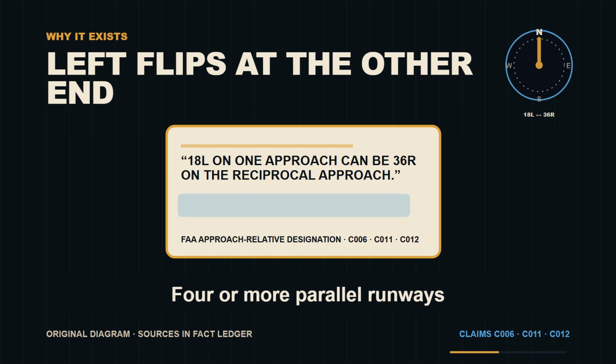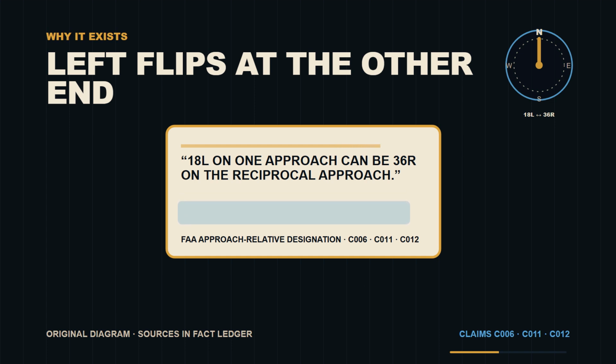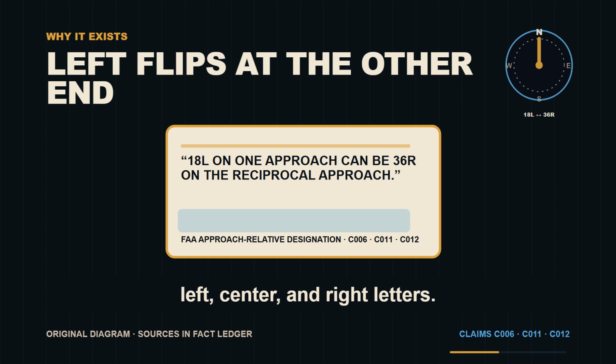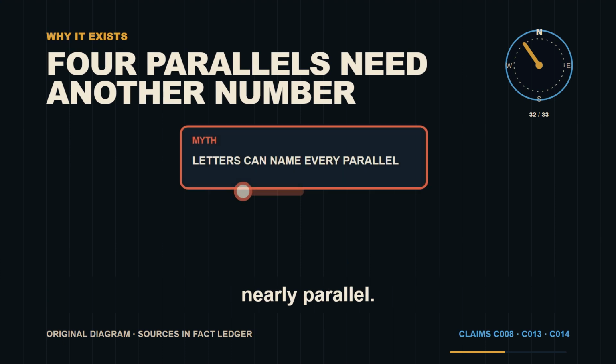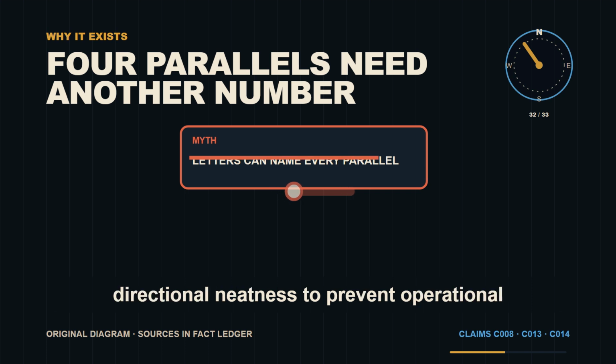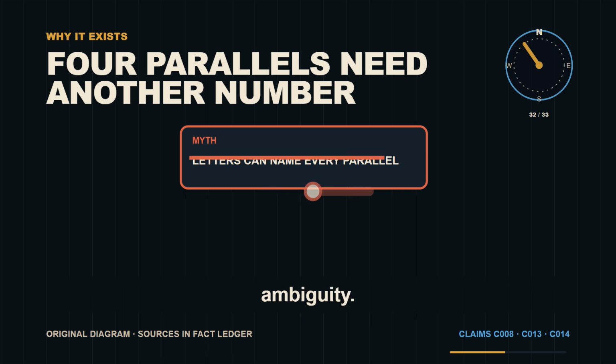4 or more parallel runways create another collision. There are not enough unique left, center, and right letters. FAA standards can assign the next adjacent runway number to one pair, even when the strips are nearly parallel. The label sacrifices a little directional neatness to prevent operational ambiguity.